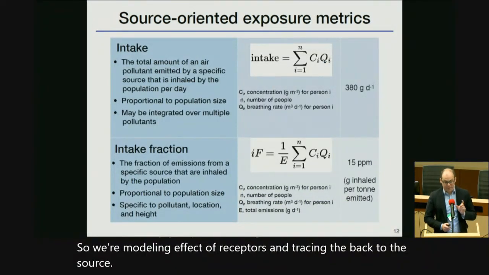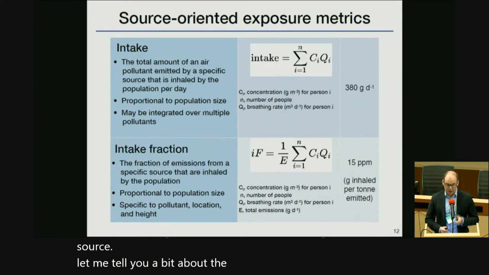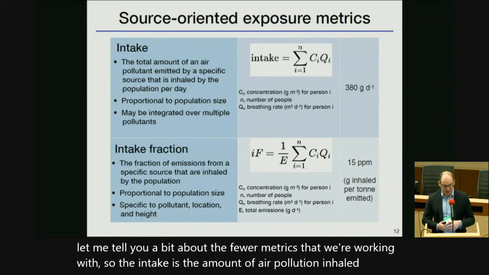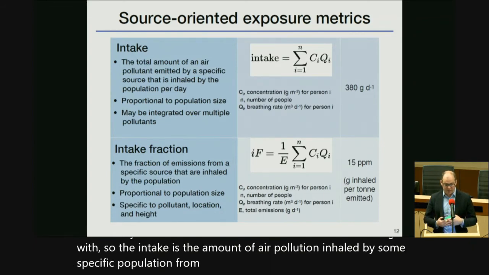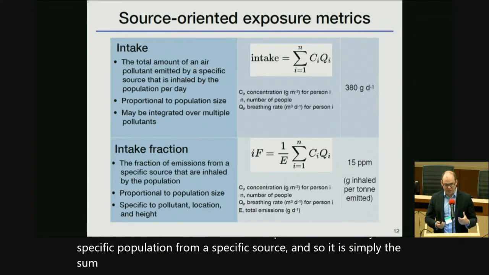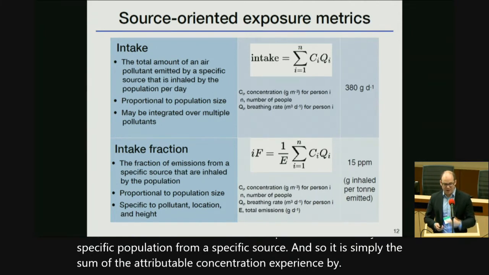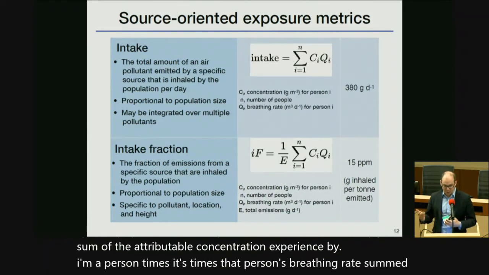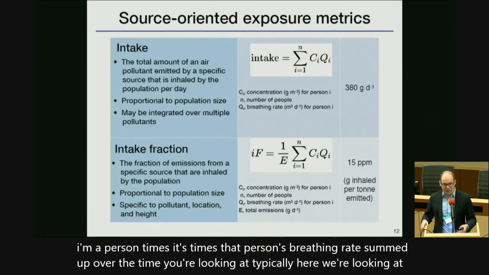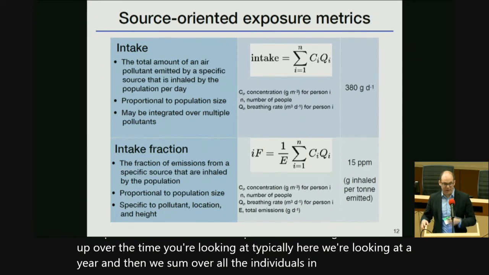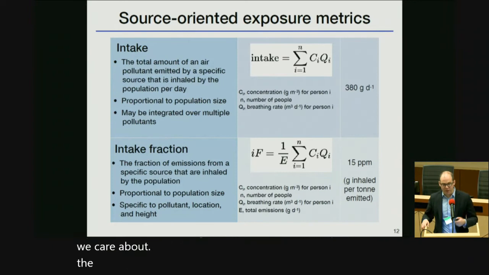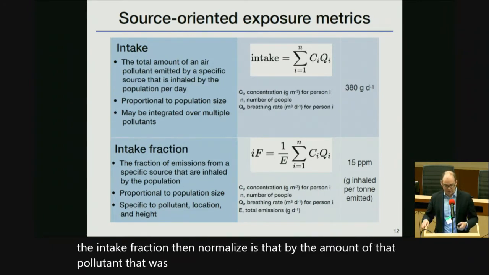Let me tell you a bit about these few metrics that we're working with. So the intake is the amount of air pollution inhaled by some specific population from a specific source. And so it is simply the sum of the attributable concentration experienced by a person times that person's breathing rate, summed up over the time you're looking at. Typically here we're looking at a year. And then we sum over all the individuals in the population's individual intakes to get the total intake of the population that we care about. The intake fraction then normalizes that by the amount of that pollutant that was emitted. So it's the fraction of the pollution that's emitted.